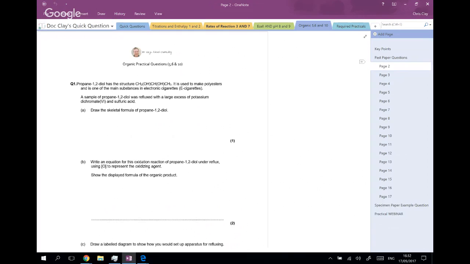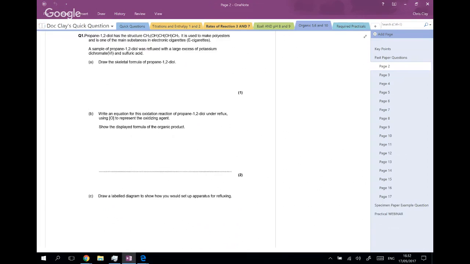Make sure you know the practical inside out, and think practically about how you do things. Think about how you've done them in exams. So here we'll just have a look at a couple of these. Now these are from past exam questions.